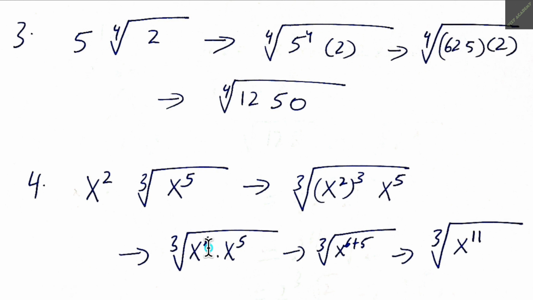So here we will be using another exponent law called addition law. So x to the power of 6, x to the power of 5 have same base, so it will be x to the power of 6 plus 5, which is x to the power of 11. Hence x square cube root of x to the power of 5 will become cube root of x to the power of 11.